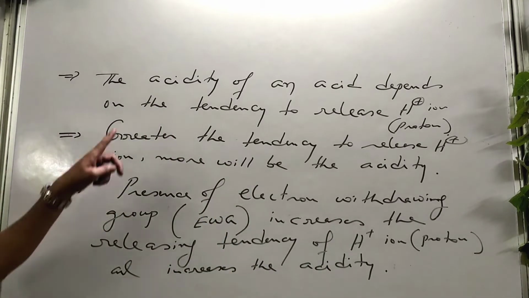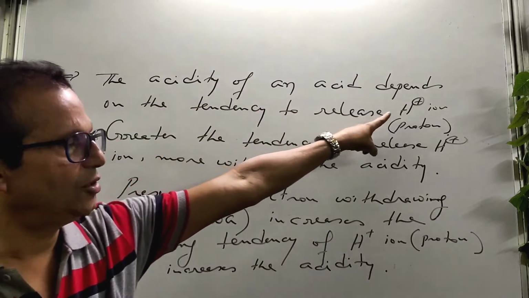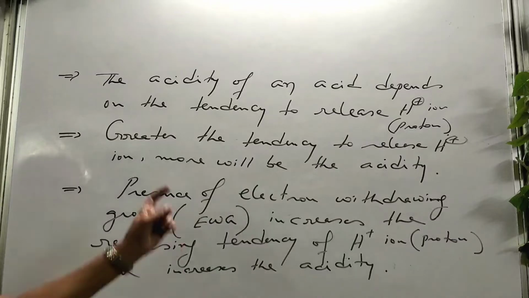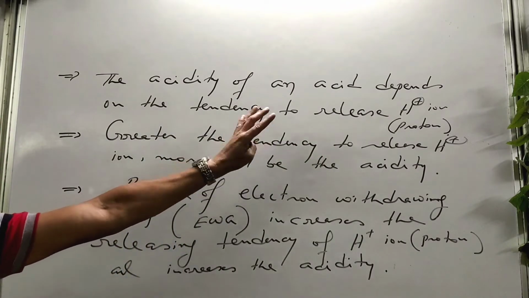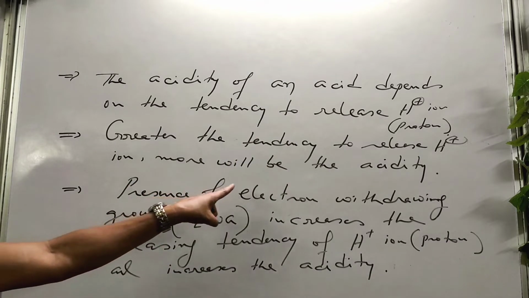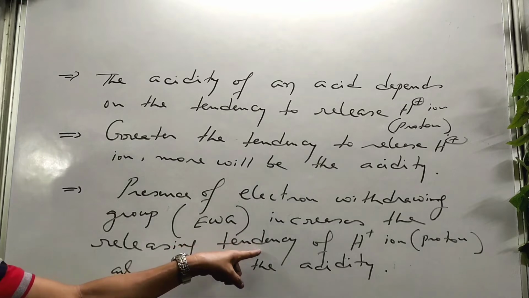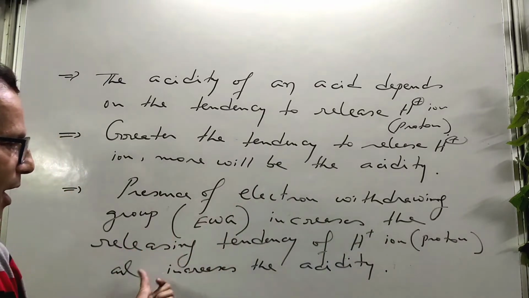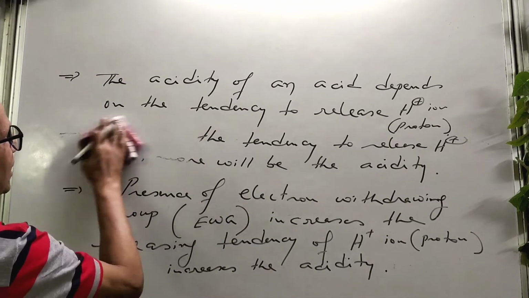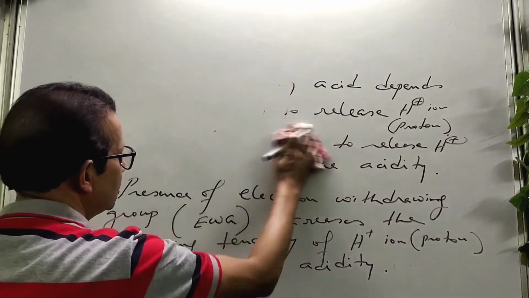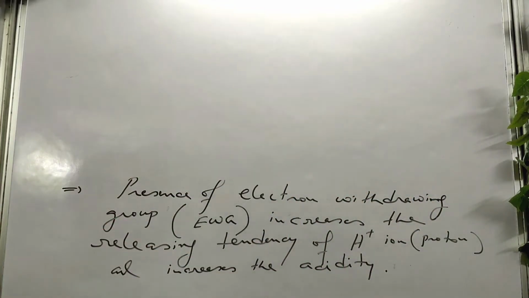So listen, the acidity of an acid depends on the tendency to release hydrogen positive ion, that is proton. Greater the tendency to release H positive ion, more will be the acidity. Presence of electron withdrawing group increases the releasing tendency of H positive ion and increases the acidity. So, what are electron withdrawing groups? I think you all know electron withdrawing groups, okay?